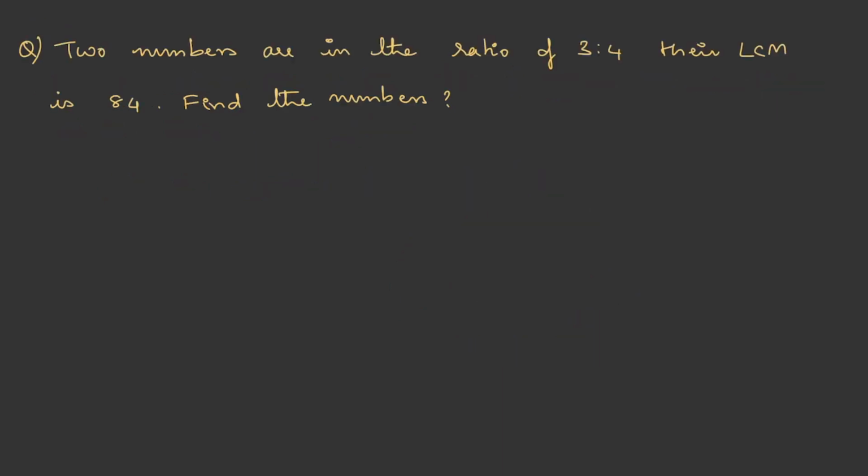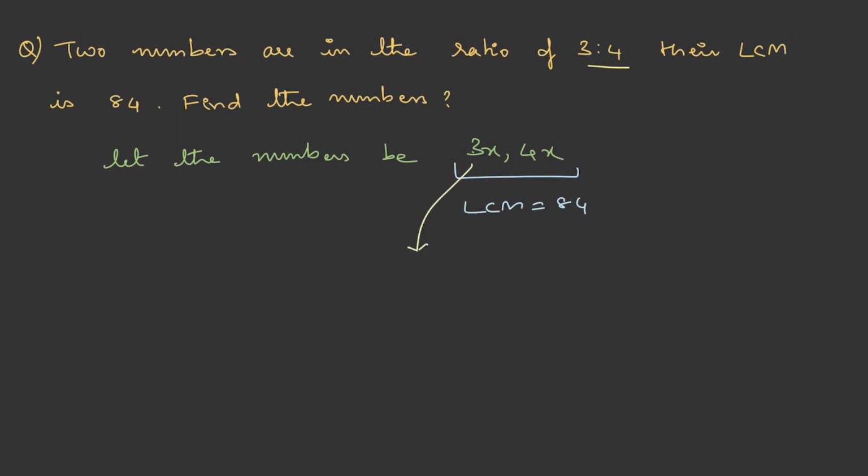Here we have another question: two numbers are in the ratio 3:4, their LCM is 84, find the numbers. Again, let me take the numbers as 3x and 4x, and they have given that LCM is 84. For 3x and 4x, the LCM is actually 12x. This 12x is 84. That means x will be 7. If x is 7, then 3x will be 21, 4x will be 28. Therefore, the numbers are 21 and 28.